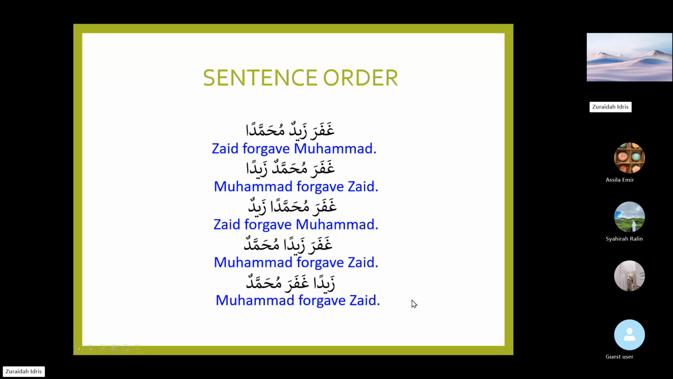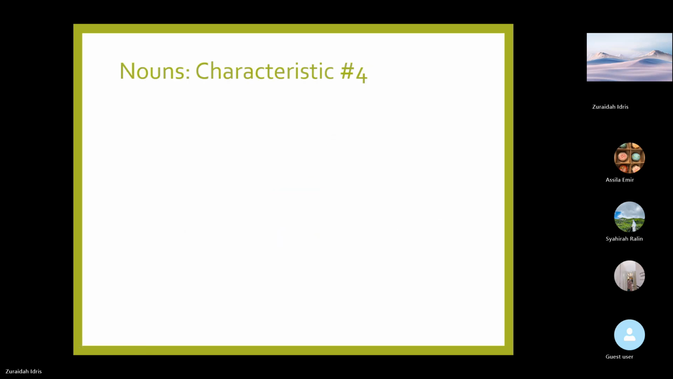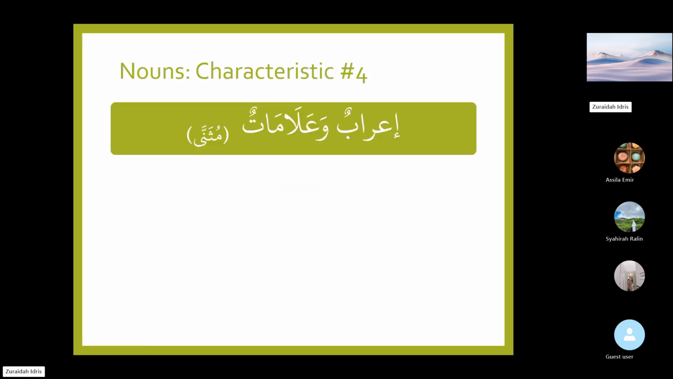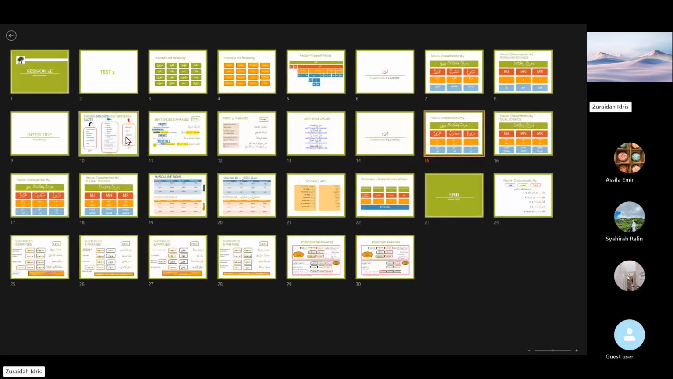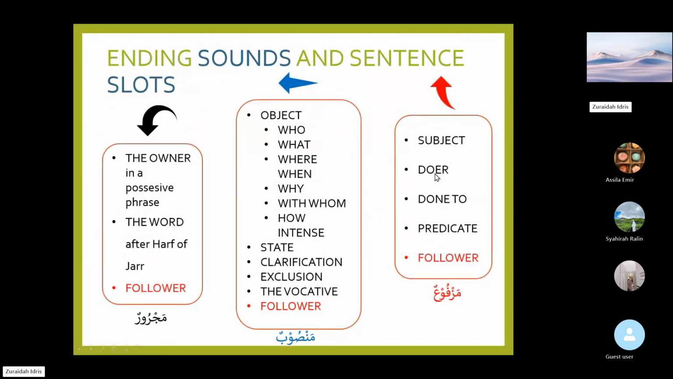Yeah? So this is what I need to show you about sentences. Okay, so let's go back to isms. Yes, sorry, Shafia? I want to ask. So the words always end with marfu. Doers always end with marfu. Yes, here we go.